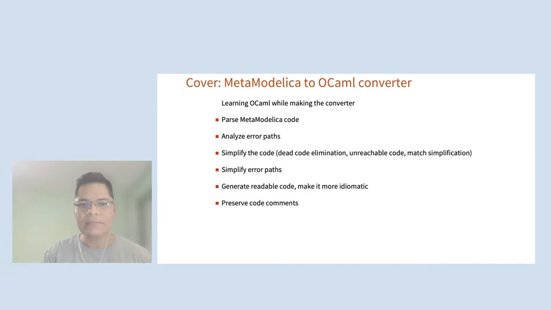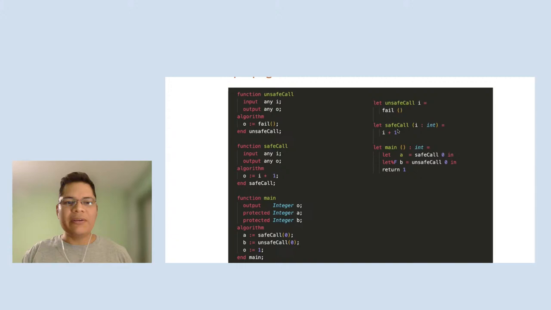And after experimenting with this converter, this is an example of what we got. I have this function, main, which is translated into this in OCaml. This safe call is this in OCaml, and this is the unsafe call. But the important thing here is that the way this function will execute in MetaModelica is translated very, very nicely to OCaml.